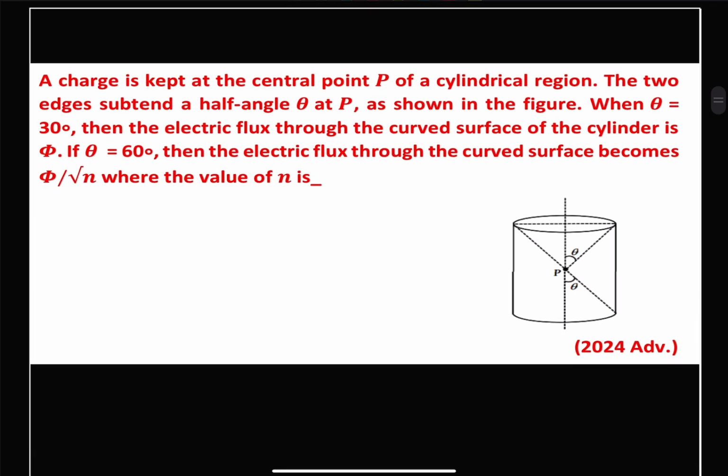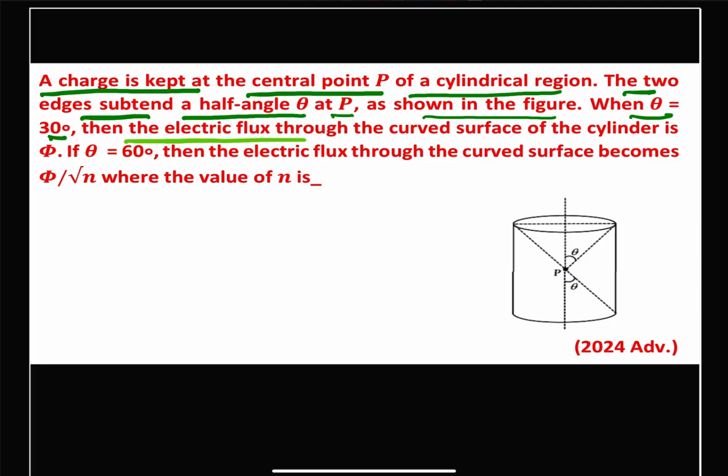We are given a charge kept at the central point P of a cylindrical region. Two edges subtend a half angle theta at P as shown in the figure. When theta is equal to 30 degrees, then the electric flux through the curved surface of the cylinder is phi. If theta is equal to 60 degrees, then the electric flux through the curved surface becomes phi upon square root of n. Then the value of n is.